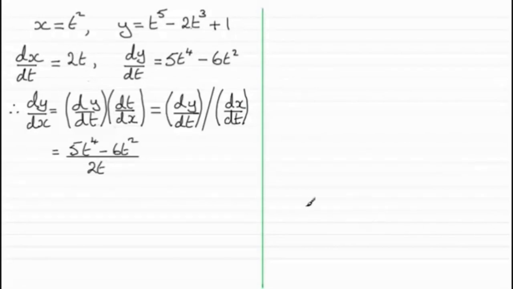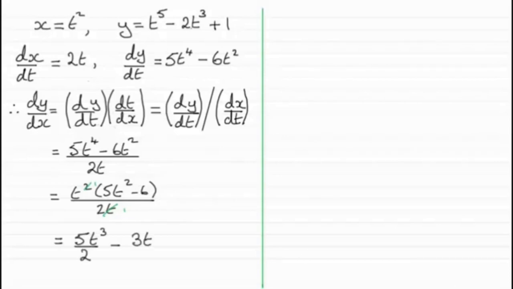And that gives us 5t to the power 4 minus 6t squared all over 2t. And then if I pull out, say, t squared as a common factor, then I get this result. And the t will then cancel into the t squared. So we end up with t times all of 5t squared minus 6 divided by 2. And if I expand that, because it will be easier in the next stage, we end up with 5t cubed over 2, and then we have minus 6t over 2, which is the same as minus 3t.